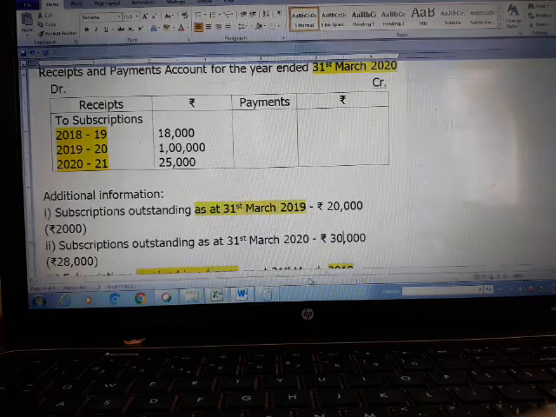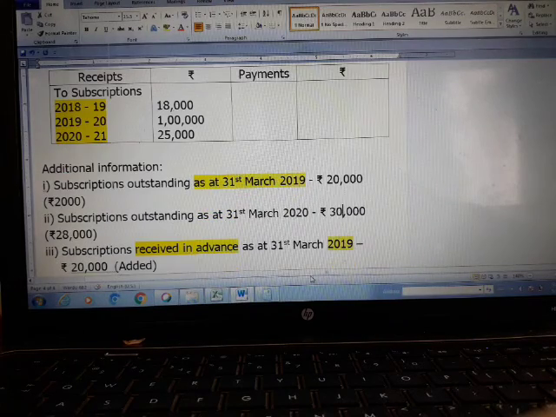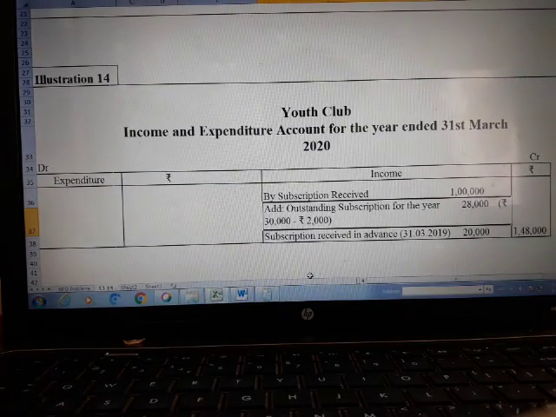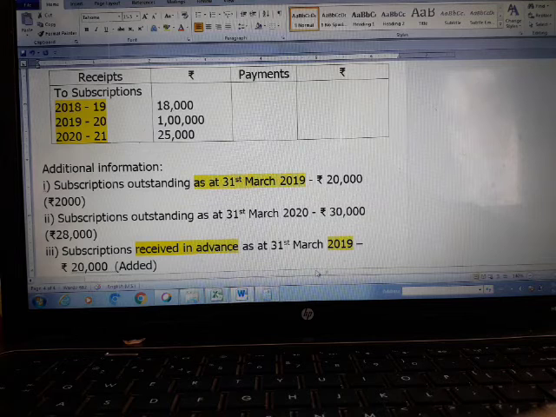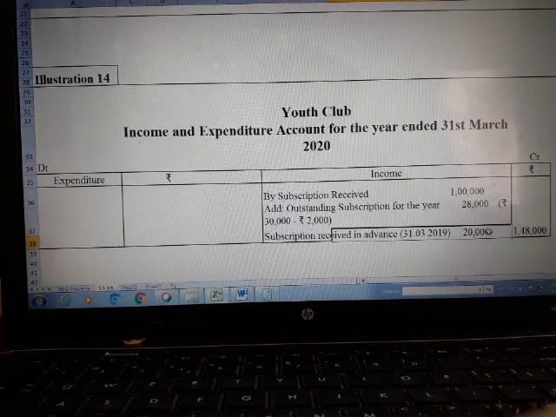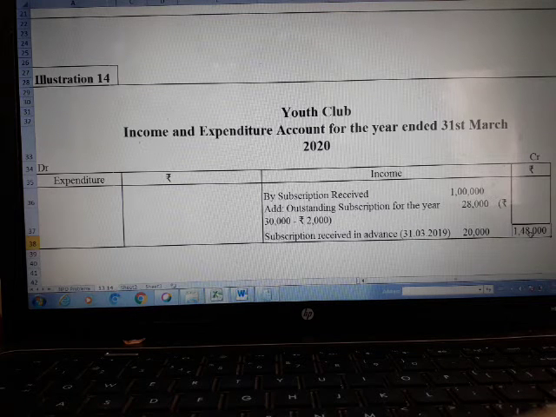Then what I should do? I should add back the amount of subscription that is received in advance, right? Because this is not the subscription pertaining to the next year, that means 2020-2021. It is a subscription pertaining to 2019-20 only. So that value I should add back: 20,000. So that 20,000 I am adding over here. That all gives me a total value of rupees 1,48,000.